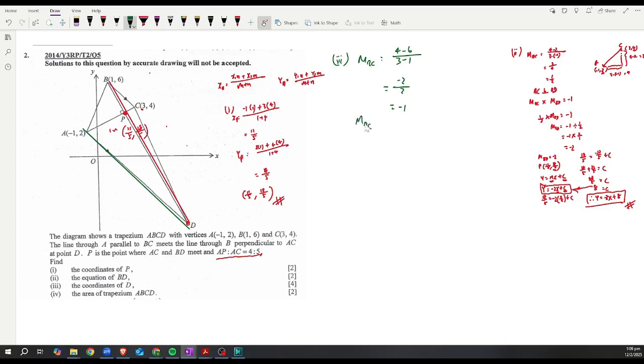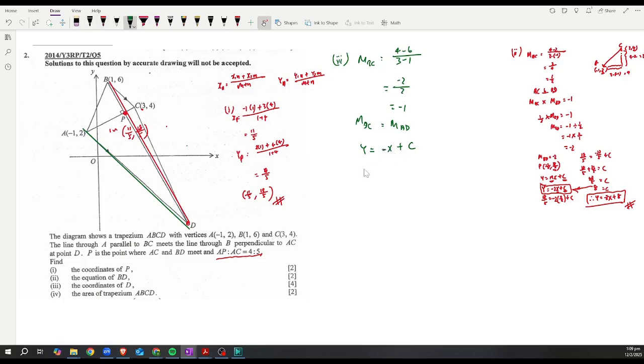So the gradient of BC will be equal to the gradient of AD since they are parallel lines, which means the steepness of the lines is exactly the same. So the equation of AD will be y equals negative 1x plus c. We don't write the negative 1 there, we just write negative x.